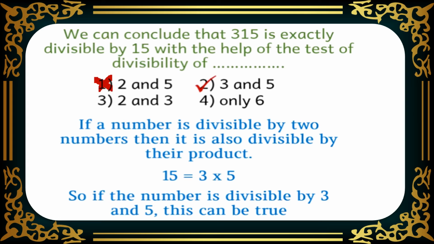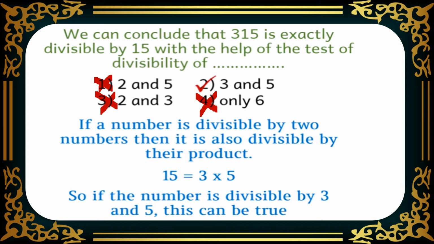2 और 3 भी नहीं है because again 2 के लिए हम लोगों को कौन सा नंबर चाहिए? Even नंबर चाहिए. वो even नंबर नहीं है. 6 के लिए भी हम लोगों को even नंबर होना चाहिए but it is not. और उसका sum हम लोगों को 3, 6 और 9 मतलब ये दोनों चीज होनी चाहिए थी. तो ये भी नहीं है. तो करेक्ट ऑप्शन इज ऑप्शन नंबर 2, that is 3 and 5.